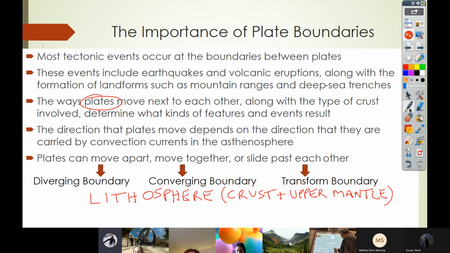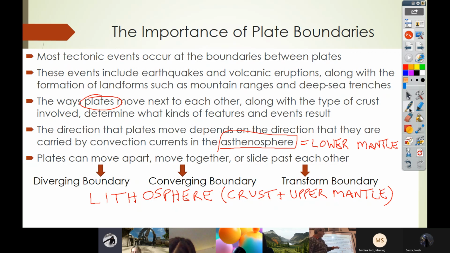Now, this is a related word to lithosphere. I want you to write that word down, asthenosphere. And it is the next layer down. So it is the lower mantle. Asthenosphere is the lower mantle. This is where the convection currents are found. In fact, that would be really smart if you wrote down lower mantle with convection currents.